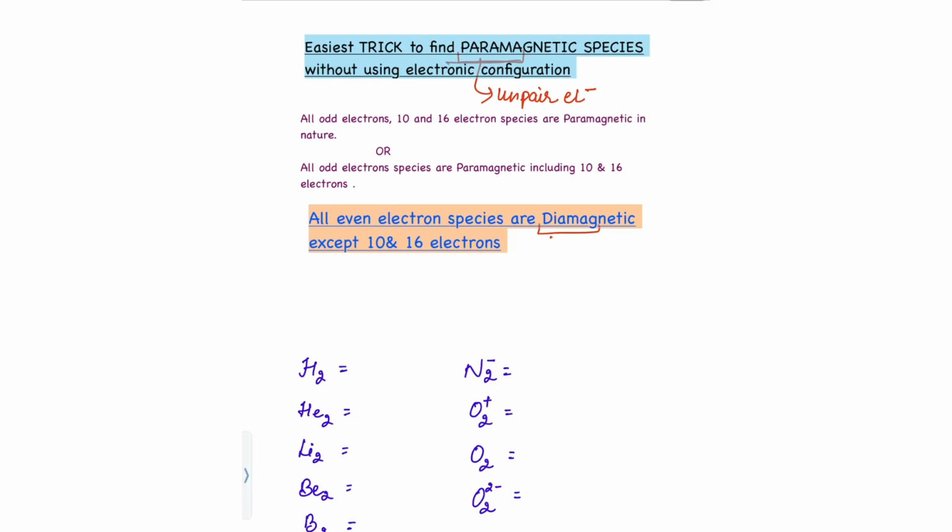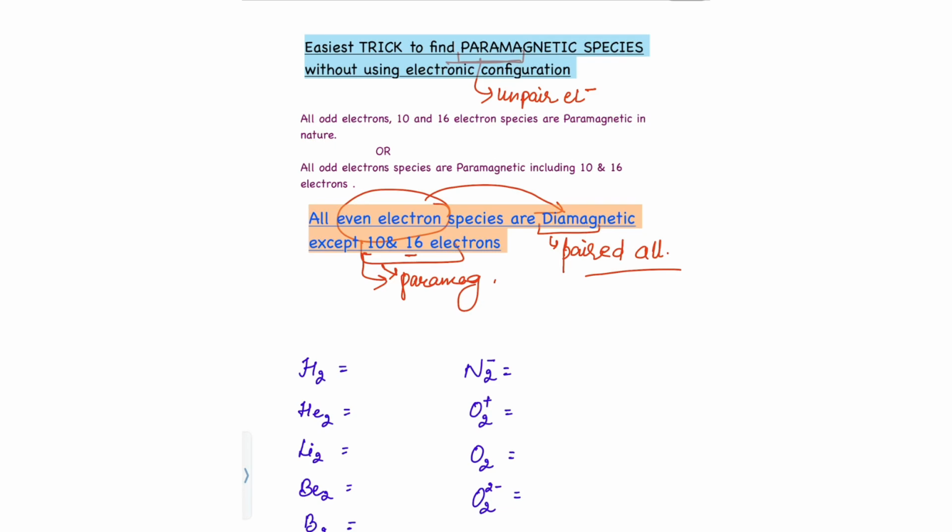But if all the electrons are paired, those are known as diamagnetic species. If all the electrons are even, those species are known as diamagnetic species. Like if electrons are 2, 4, 6, 8, all are diamagnetic in nature. But here is one exception, and that is if electrons are 10 and 16, then those species are paramagnetic in nature. There is one exception only. If all electrons are even, they are diamagnetic, but if electrons are 10 or 16, they are paramagnetic in nature.